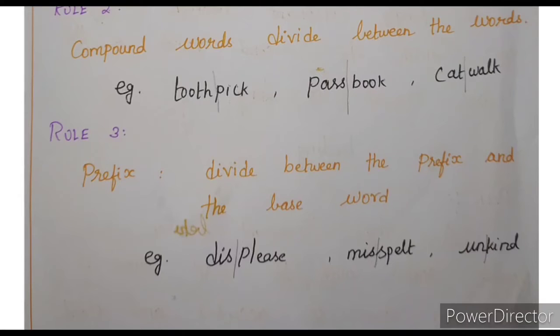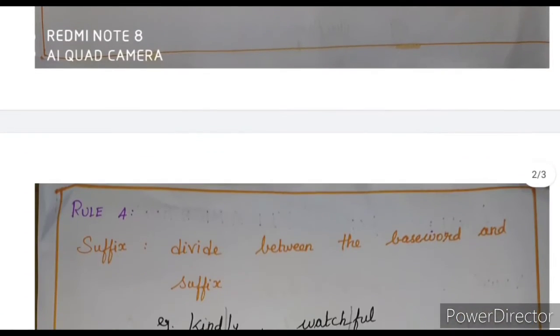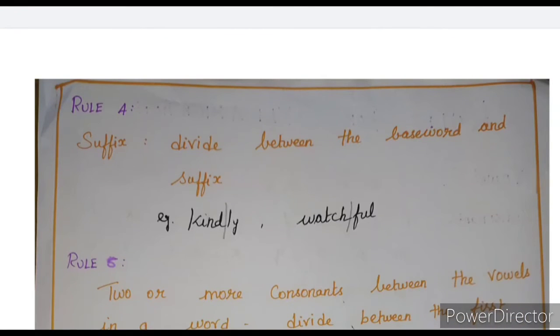So always divide between the prefix and the base word. Okay, so when we syllable the word, we can divide between the prefix and the base word. So next let us see rule 4, suffix. So children, prefix words will be added in front of the root word. In the suffix, words will be added after the root word or after the base word. Okay, so divide the base word and suffix. Kind, watch, full. So we can divide between the base word and suffix.